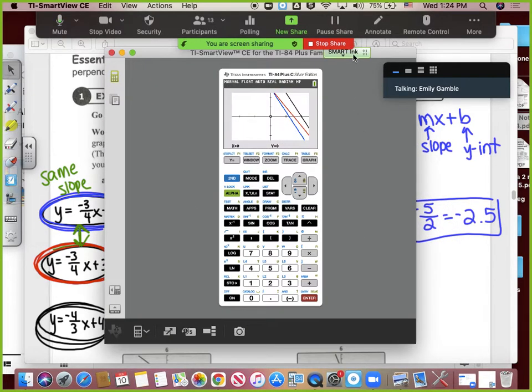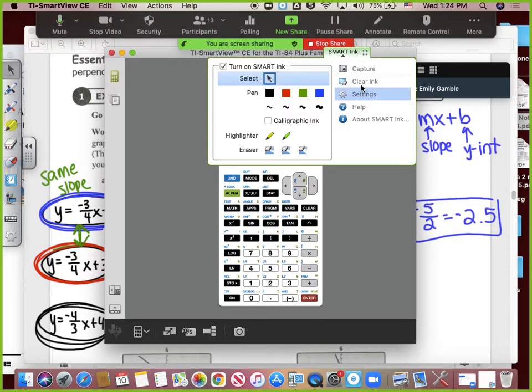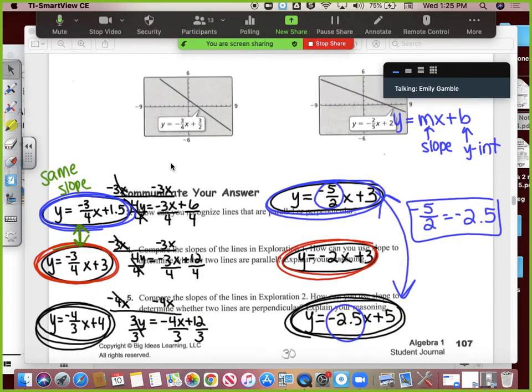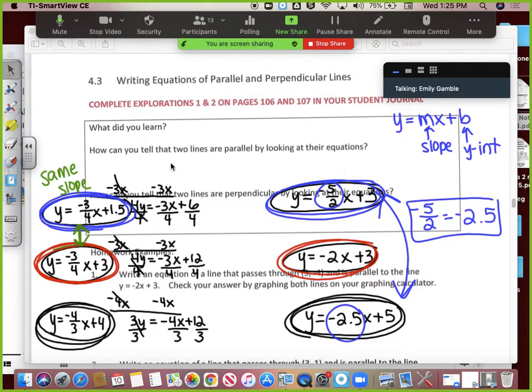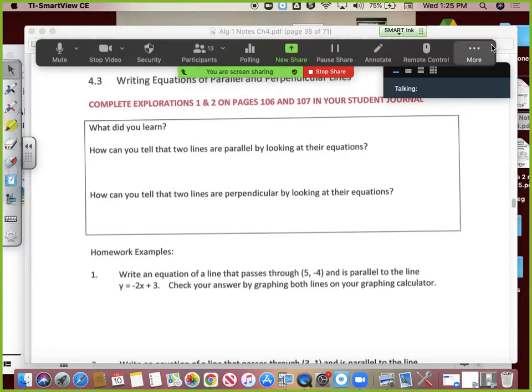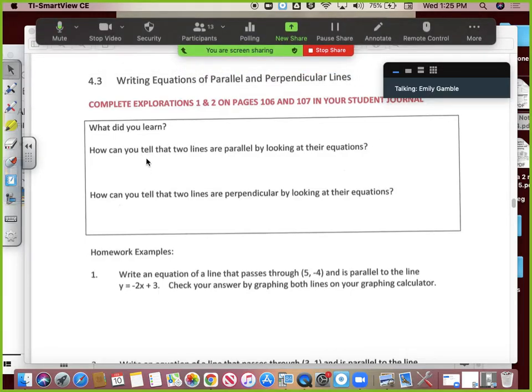We're not going to be able to finish the perpendicular lines. So flip over to page 31 really quickly. We'll start with perpendicular tomorrow, but on page 31 it looks like this. It says, what did you learn? The first question is something that we can answer really quickly. So I want you to take a minute. Please write down a sentence that answers the question, how can you tell the two lines are parallel by looking at their equations?